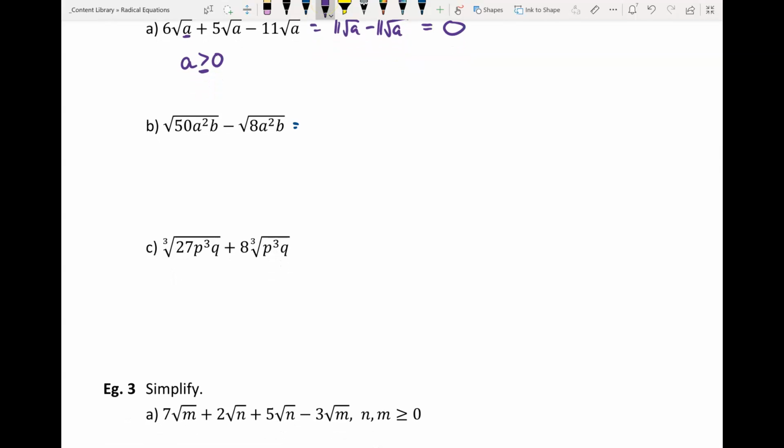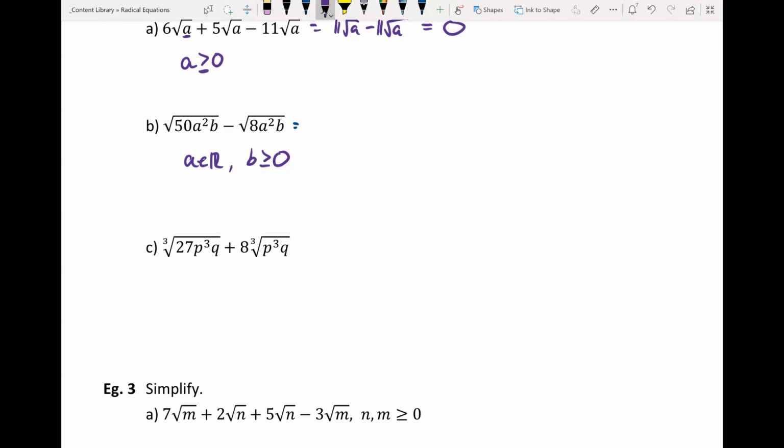Moving on to b, we have root 50a squared b minus root 8a squared b. For a, this can be an element of the reals. It can be a negative number or 0, it really doesn't matter, because we're going to square that number anyway, and if it's a negative number, it will become positive again. But b will be greater than or equal to 0, because if it's a negative number, then we're going to have a negative in our root, so we don't want that.